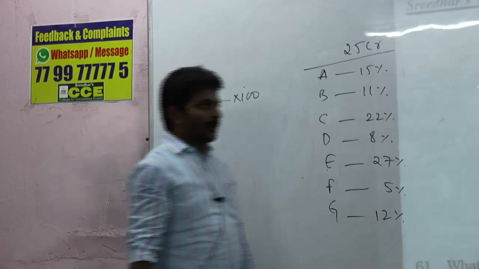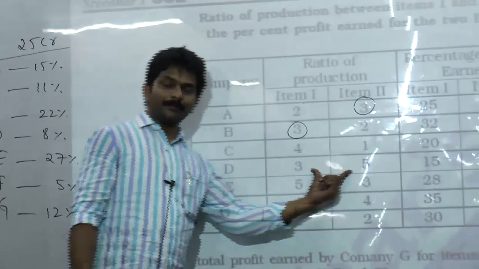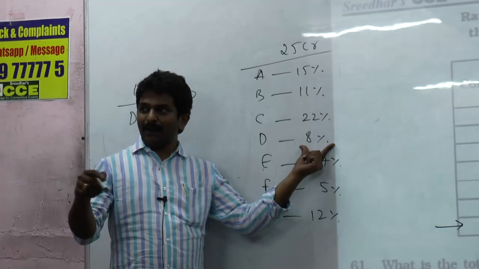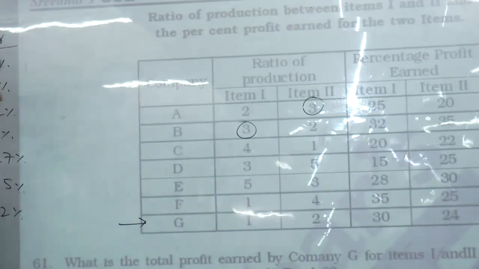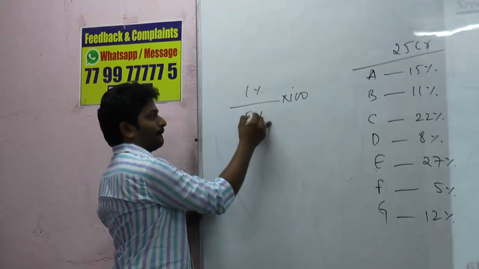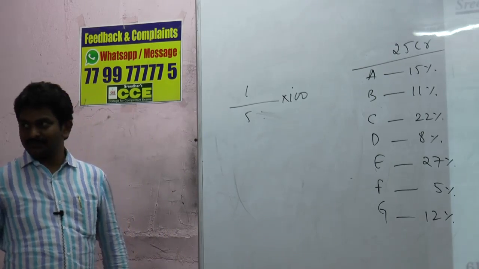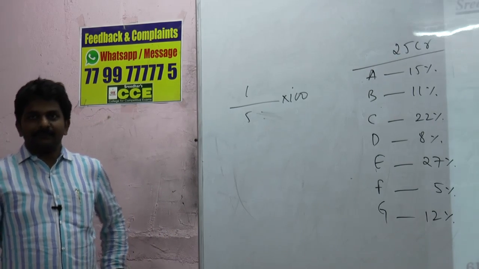Item D, total how many parts we have? 8 parts. Item D what percentage? 8%. 1 part, 1%. 5 parts, 5%. Percentage cancel. 1 by 5, which is 20%. 1 by 5, done, 20%.